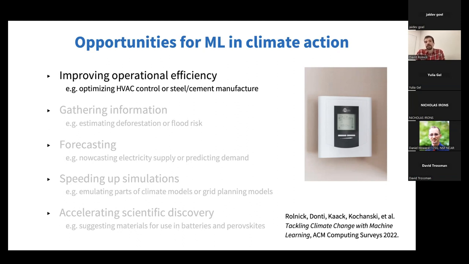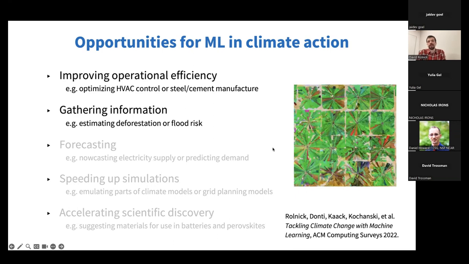Steel and cement manufacture, also a major source of greenhouse gas emissions globally, representing about 10 to 15% of global greenhouse gas emissions together. And even slight improvements in the efficiency of those kinds of industrial processes can have a huge impact. So we're increasingly seeing machine learning be used in those kinds of industrial contexts.